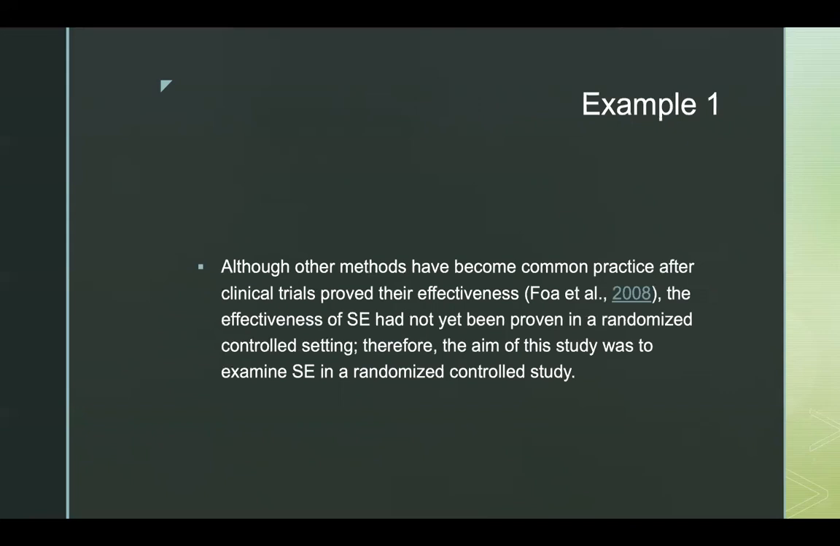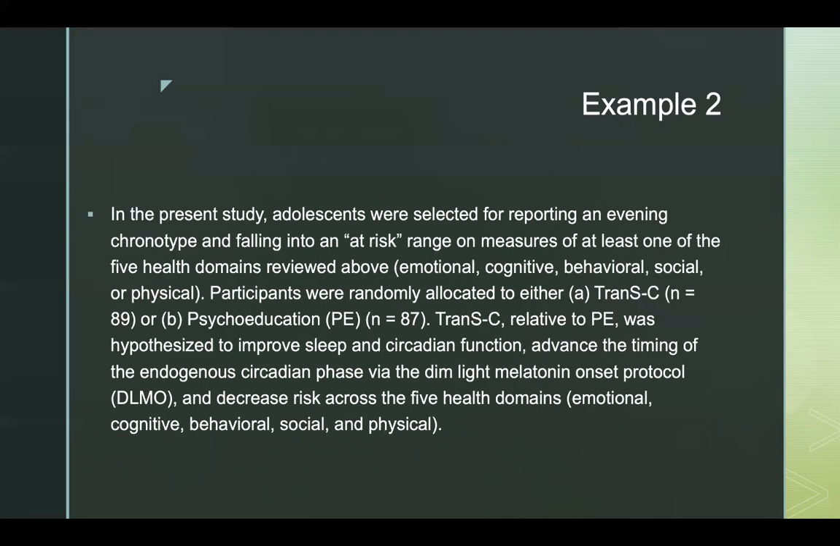So example 1, which says, other methods seem to be common practice. The effectiveness of somatic experiencing hasn't yet been proven in a randomized controlled setting. So therefore, you're like, oh, so that makes sense. Of course, you're going to do a randomized controlled setting for somatic experiencing. Yeah, I'm ready. Now tell me exactly what you're going to do. And that's what the methods section is.